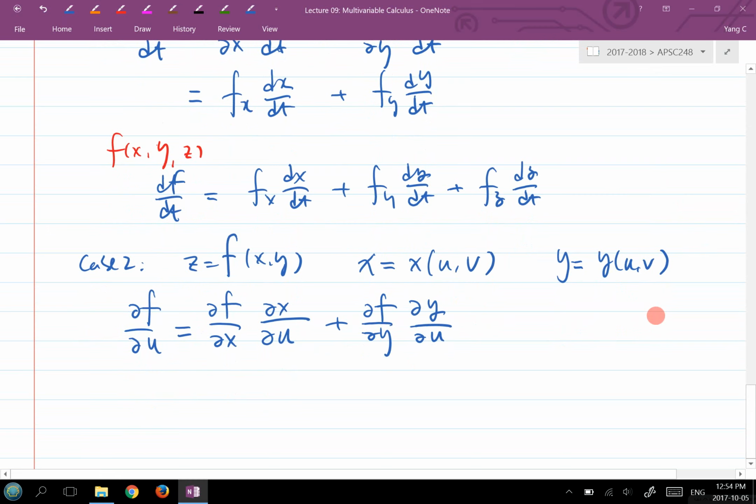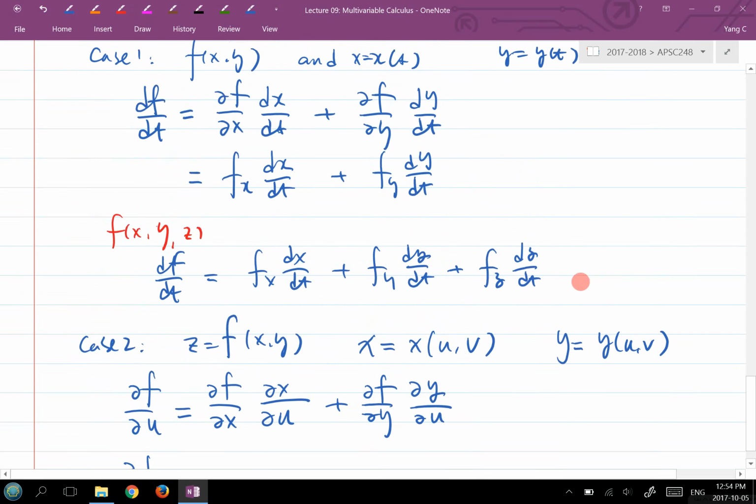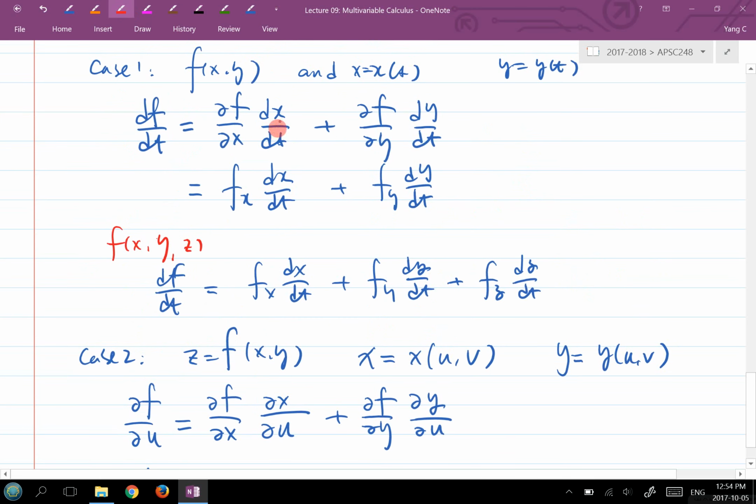So that's the second type of chain rule, right? You can try what will be the partial f over partial v. It's very simple, right? So just try yourself. Just one little thing here I wanted to point out is that you look at the first case here.